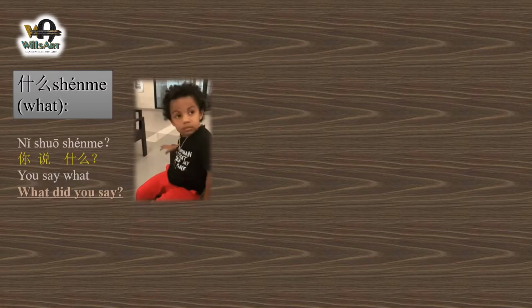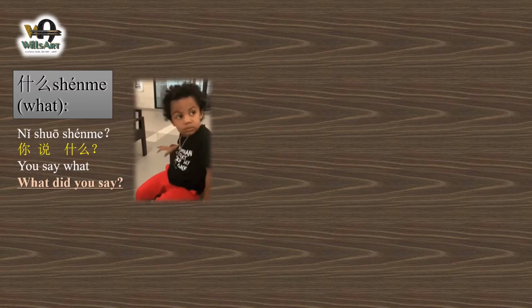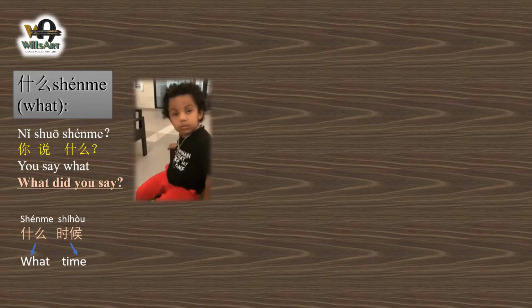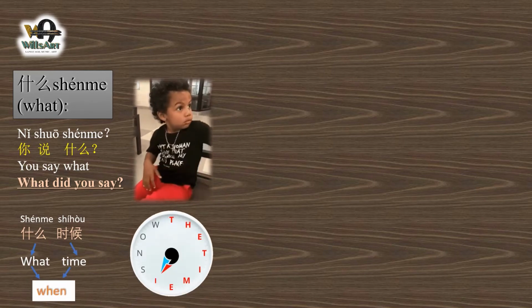什么? 什么 means what. For example, 你说什么? 你 means you, 说 means to say, and 什么 means what. 你说什么? What did you say? 什么时候? 什么 means what, 时候 means time. So 什么时候 means when.